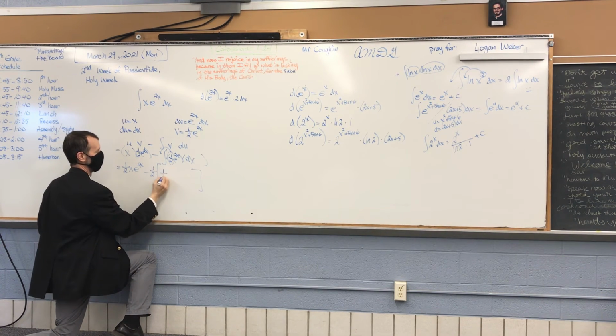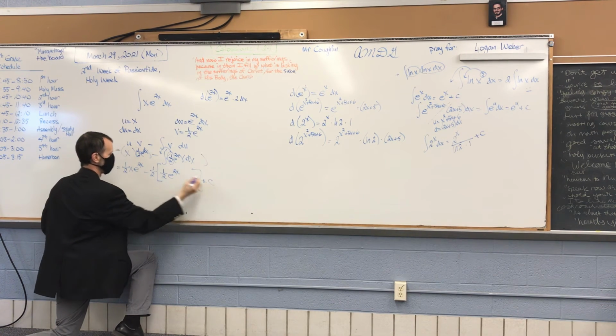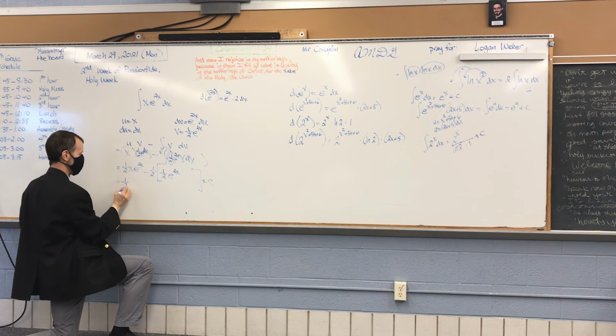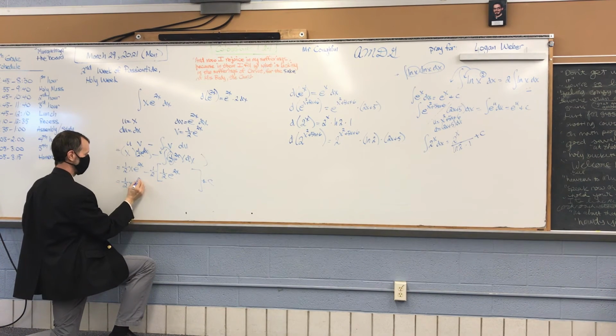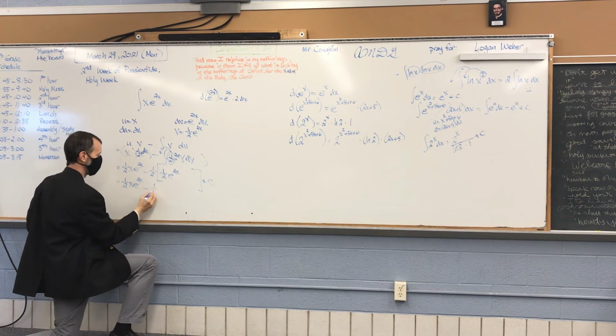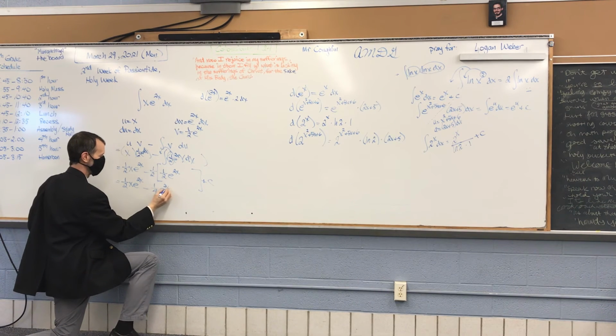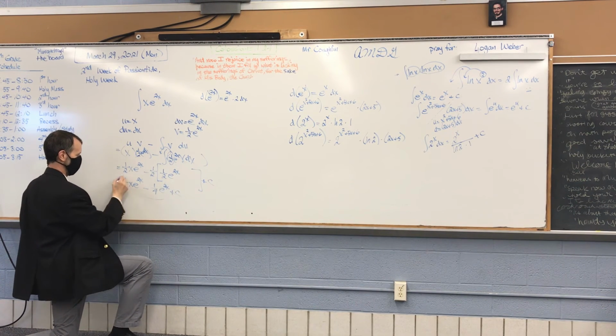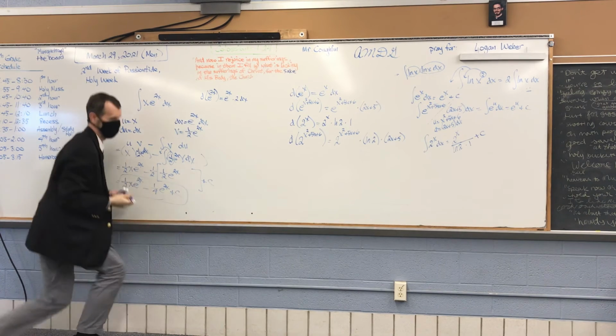1 half e to the 2x. Final answer? 1 half x e to the 2x minus 1/4 e to the 2x plus c. That's it. That's probably the hardest thing I will give you on the test.